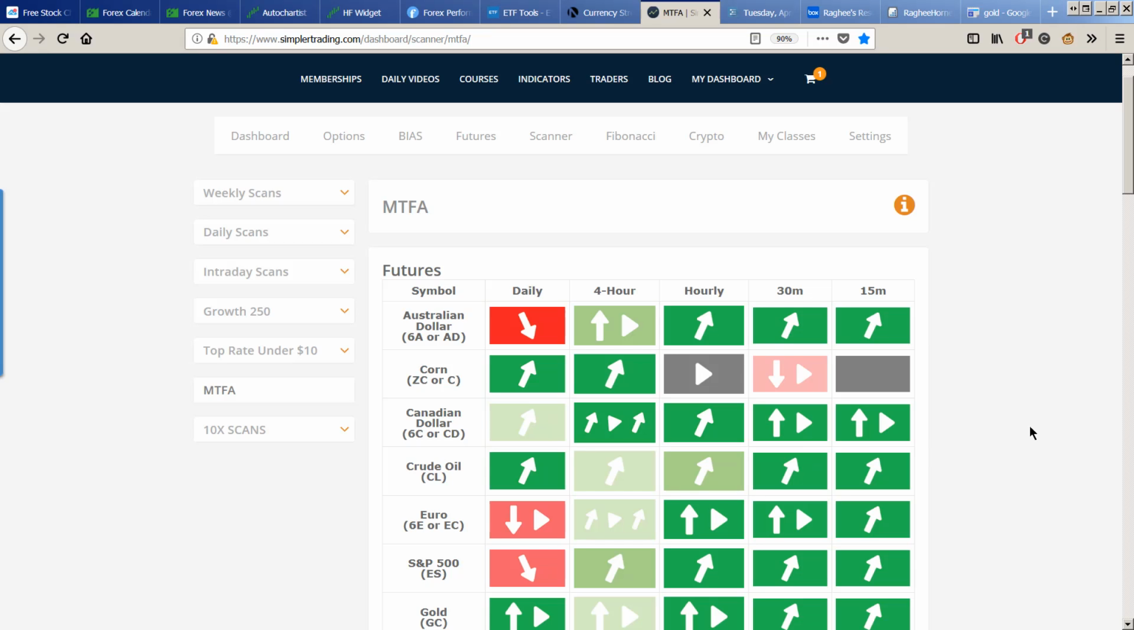It's my favorite part of it. I seldom leave this section, but there's so much more with the scanner. So many of our traders here at Simpler use other sections, but this is definitely my section, the MTFA.